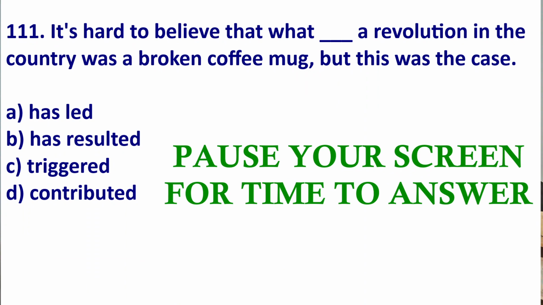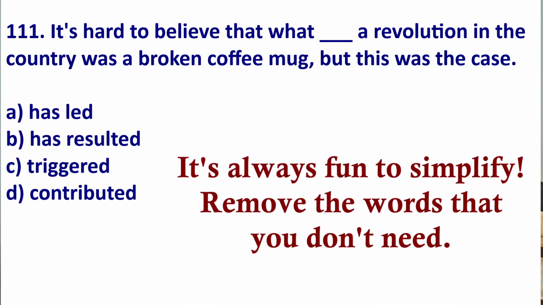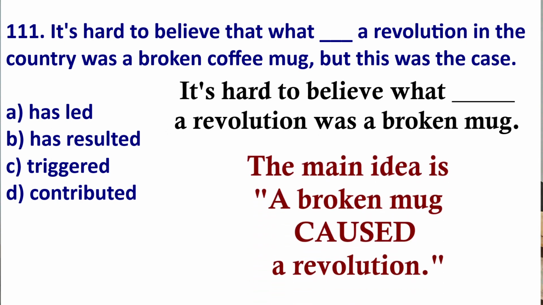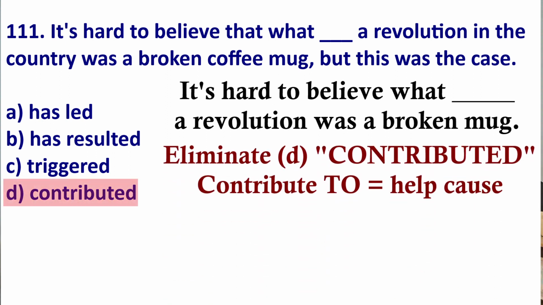Last question, 111. Once again, let's simplify. Take away the words you don't need. So the simplified version is, it's hard to believe what a revolution was a broken coffee mug. Okay, so we see that the main idea here is cause. Something caused a revolution. First of all, eliminate D.